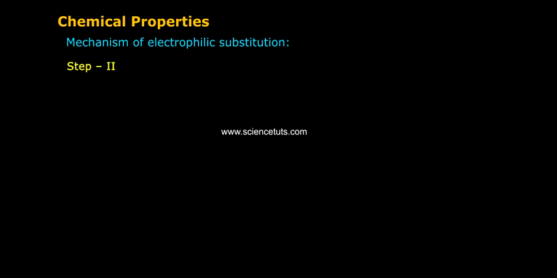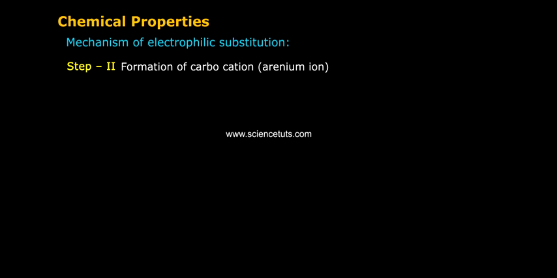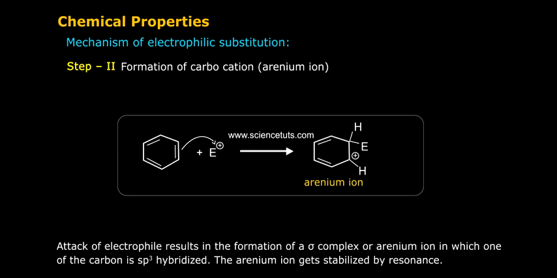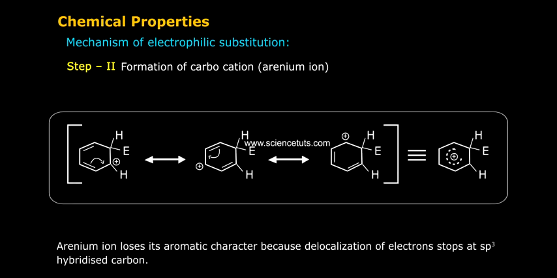Step 2, formation of carbocation, the arenium ion. Attack of the electrophile results in the formation of a sigma complex or arenium ion, in which one of the carbons is sp3 hybridized. The arenium ion gets stabilized by resonance. The arenium ion loses its aromatic character because delocalization of electrons stops at the sp3 hybridized carbon.